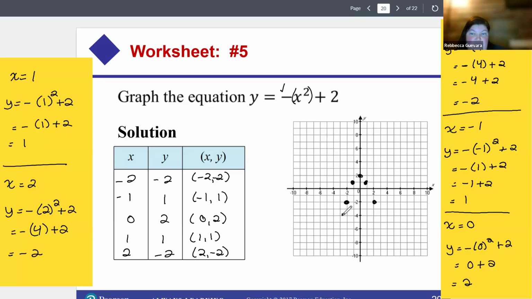Try to do that a little smoother, but we're trying to connect the dots, because that's really hard to do with this drawing pad. There we go. And that is our graph. All right, we're going to move on to number 6.